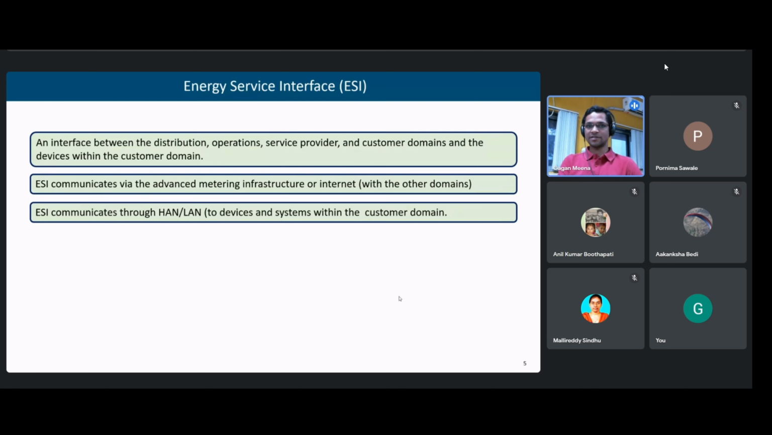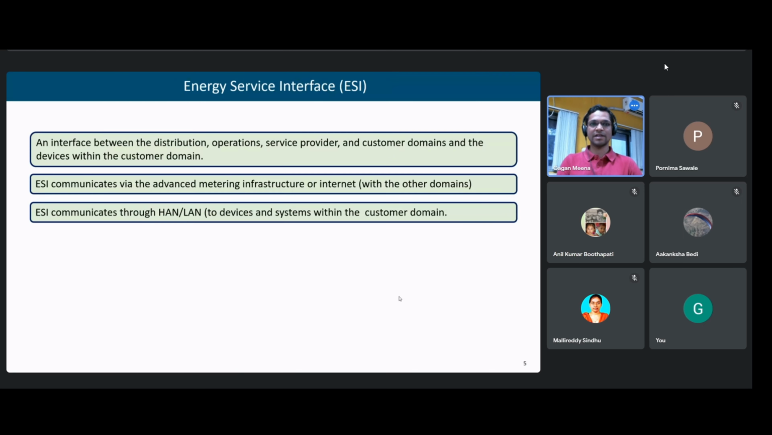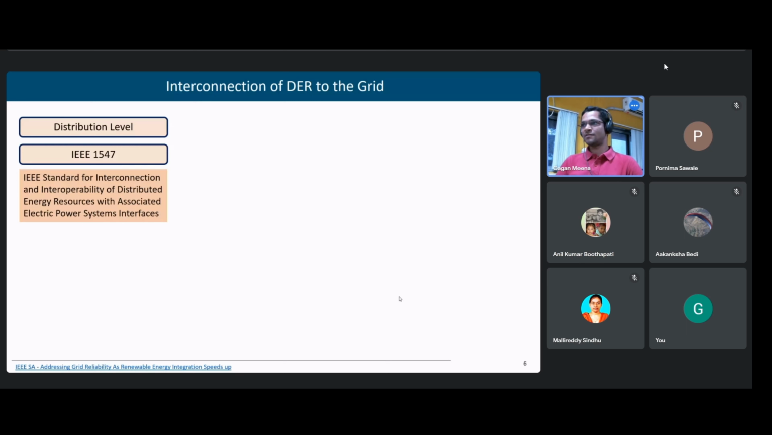Okay, so is there any doubt for ESI? Okay, then let us move to the next topic. There was one more doubt raised for the IEEE 1547 standard.